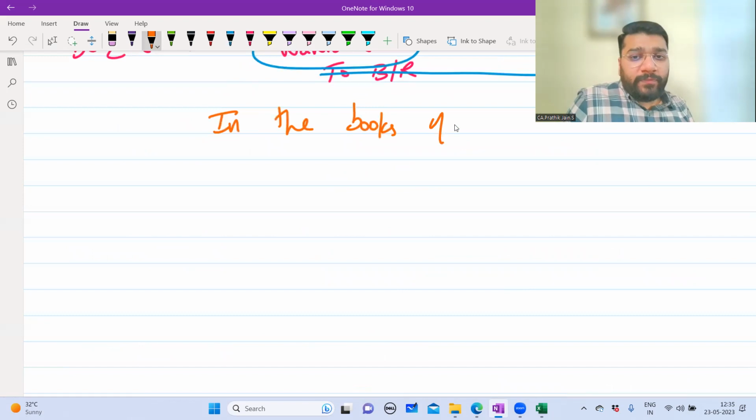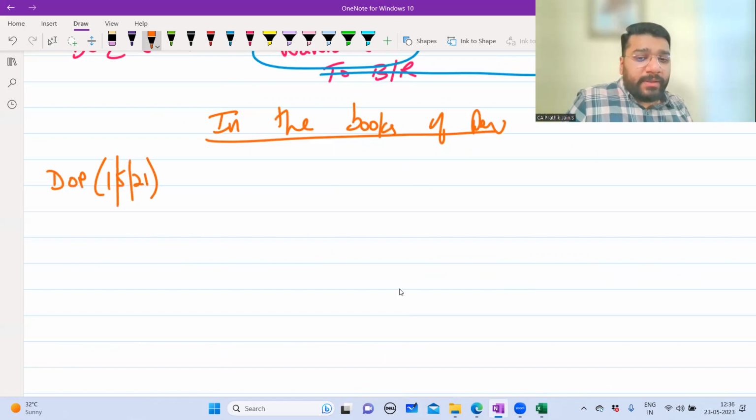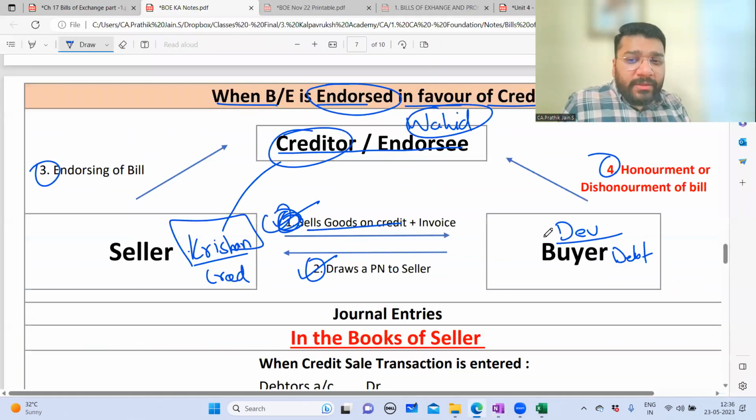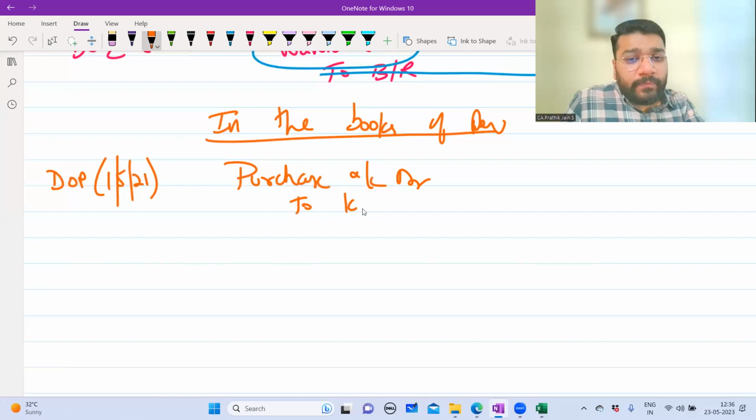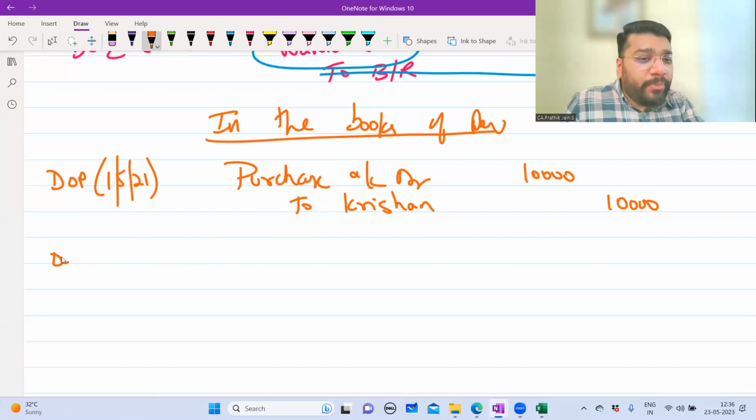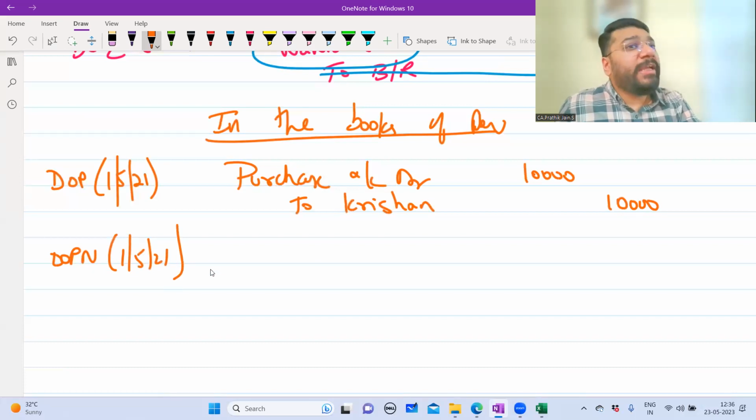In the books of Dev, on the date of purchase, which is 1/5/2021, as the first transaction, can I say this is happening between Dev and Krishan? So Dev will record this. So what is the purchase entry? Online people, please respond. Purchase account debit to Krishan, 10,000.